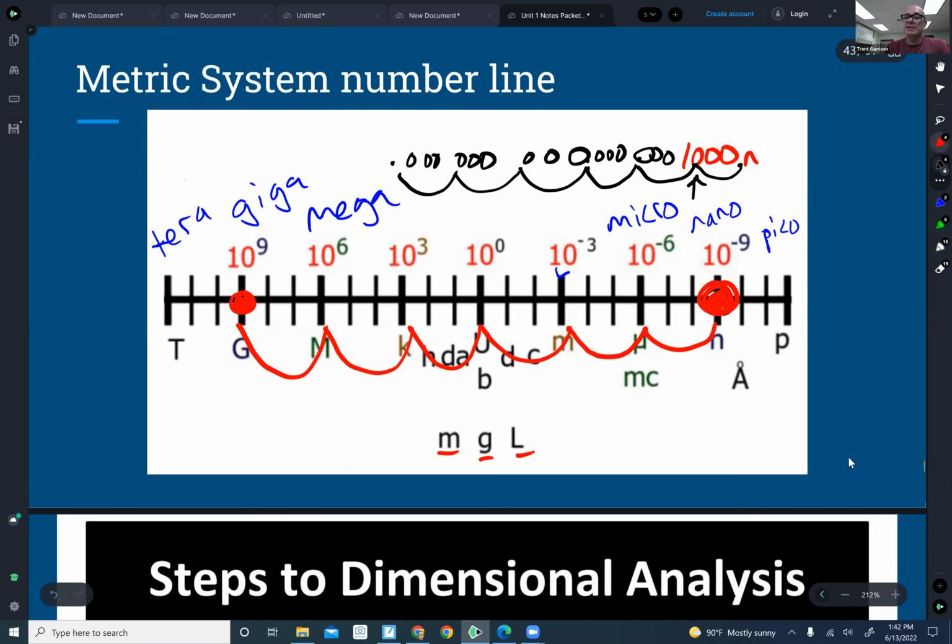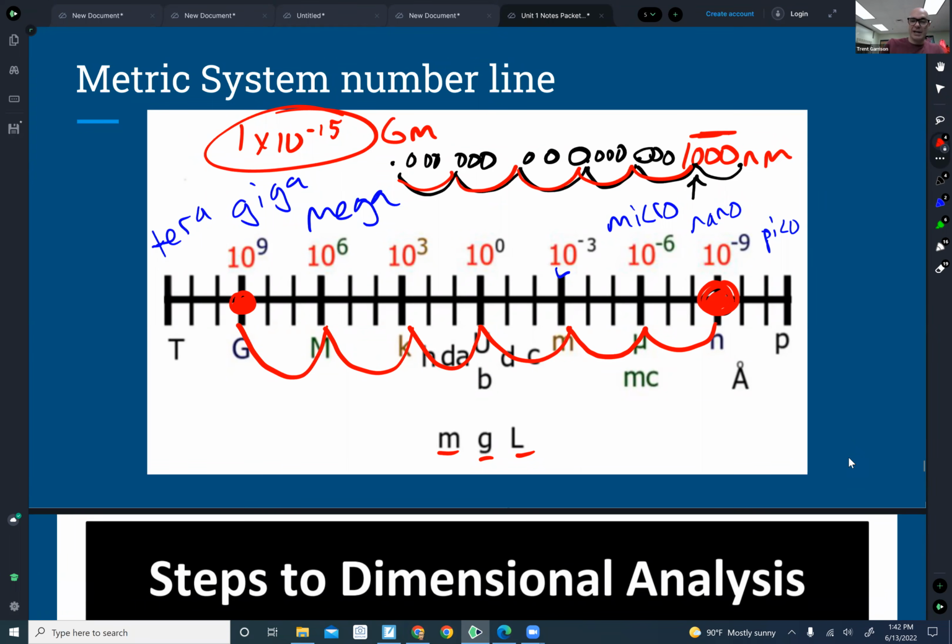So how many places did I have to go? Here's 3, 6, 9, 12, 15. And that makes sense. I moved it 18 lines, but I already started with 3 over here. So if I subtract those 3, I'm back to 15. So I have 1 times 10 to the negative 15 gigameters, whatever that means. All right, so this is how we're going to utilize our scientific notation, our metric system all together.